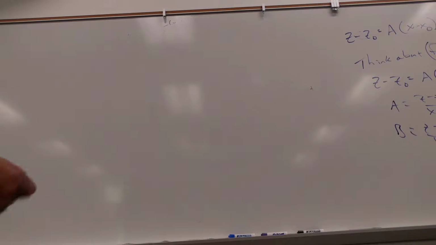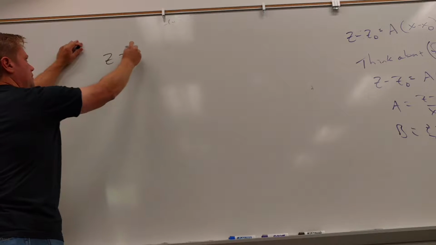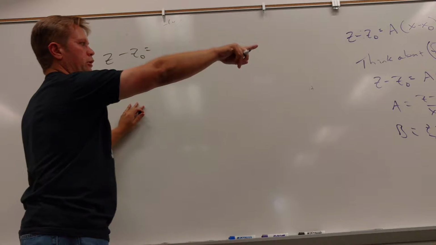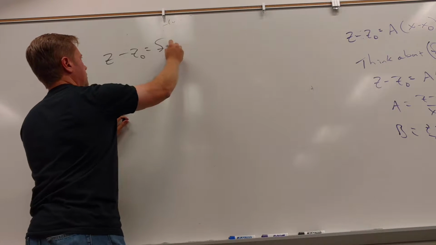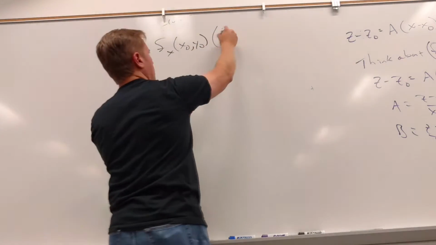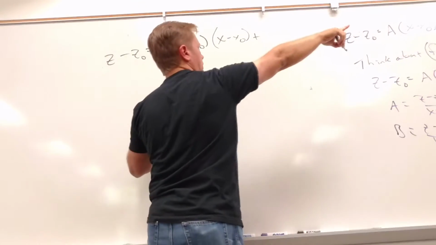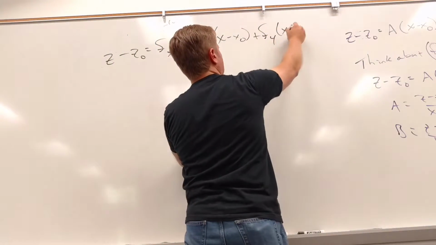We'll find out. So what do we got here? We got z minus z naught equals a, but what do we know a is? Fx at the point x naught, y naught, right? Plus b, but what do we know b is? Fy at the point x naught, y naught.